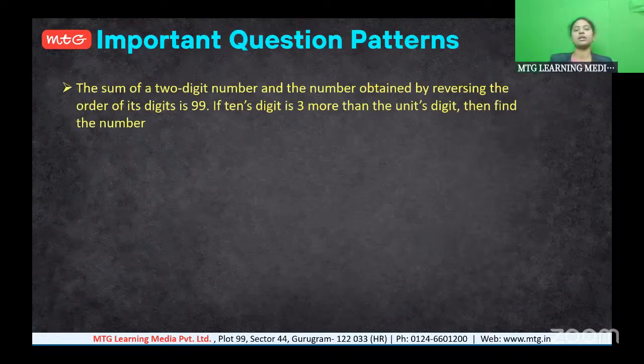Moving further, let's see one more question. The sum of a 2-digit number and the number formed by reversing the order of its digits is 99. If the tens digit is 3 more than the units digit, find the number.